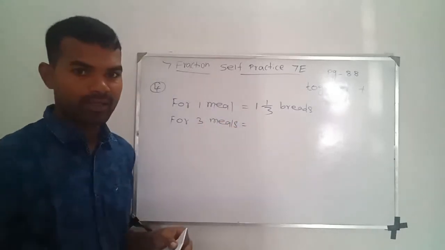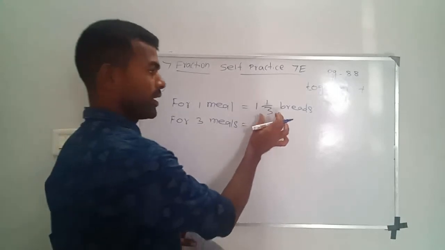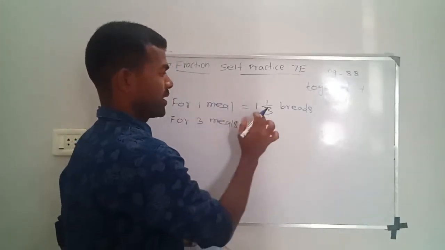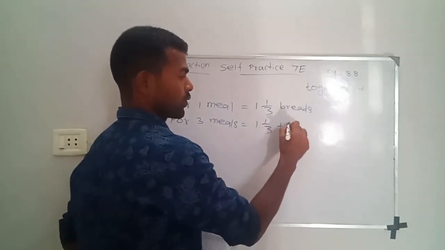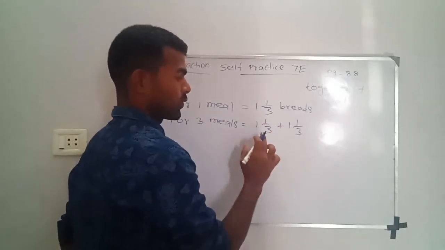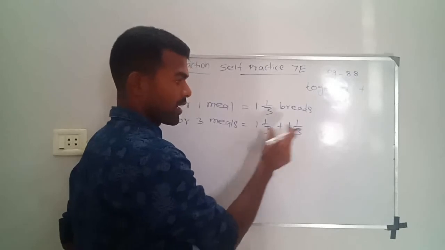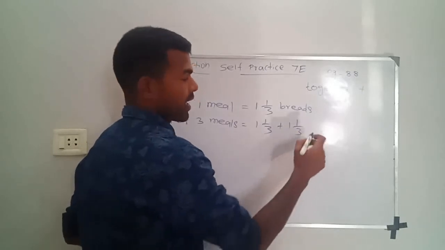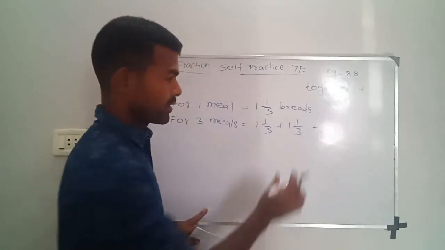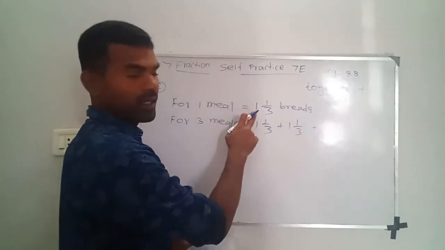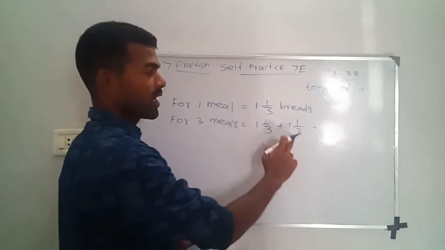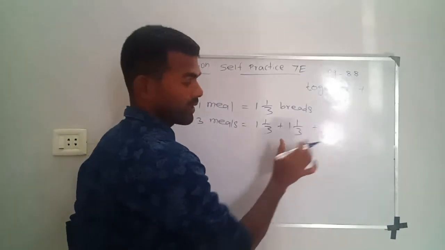For 3 meals, yes. So for one meal, how much? For one meal they are taking 1 and 1 by 3. For the second meal, 1 and 1 by 3. Morning is this, and lunch, got it. And for night dinner, the same, 1 and 1 by 3. For 3 times they are taking morning, afternoon, lunch, yes, got it.